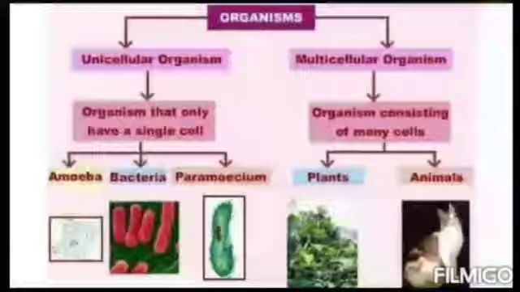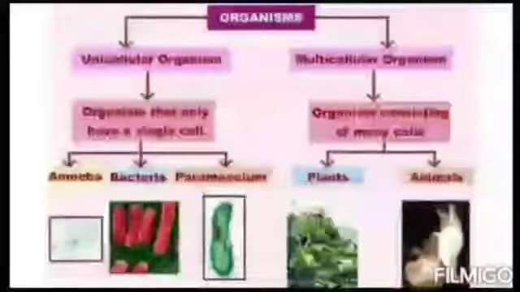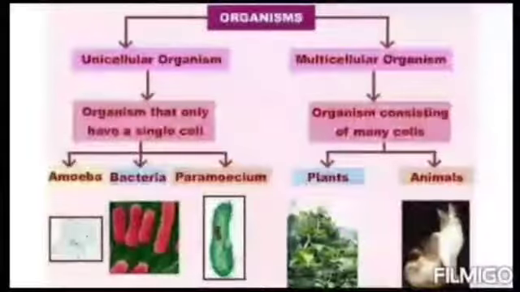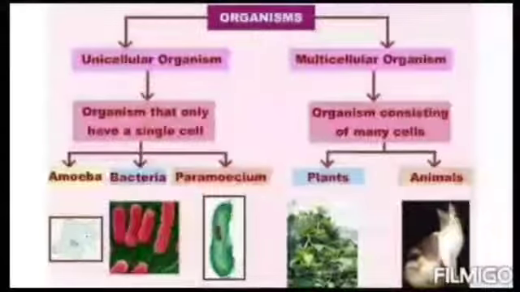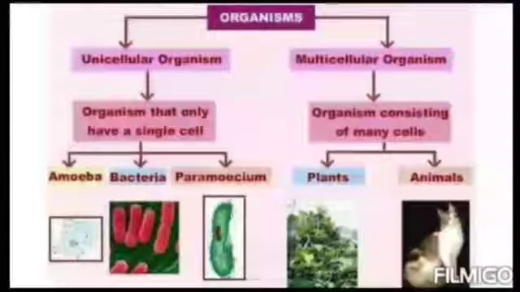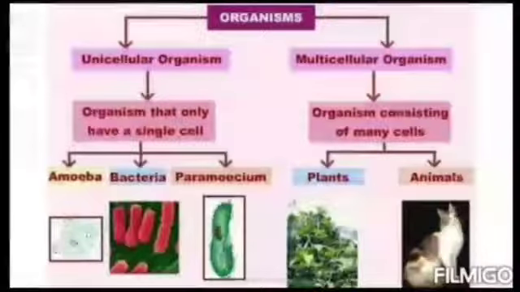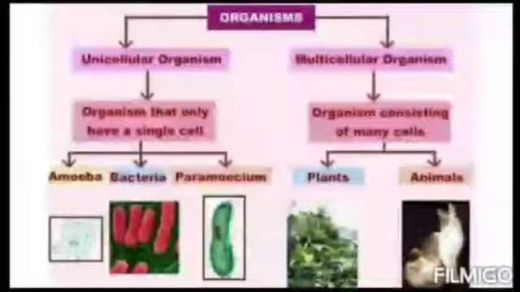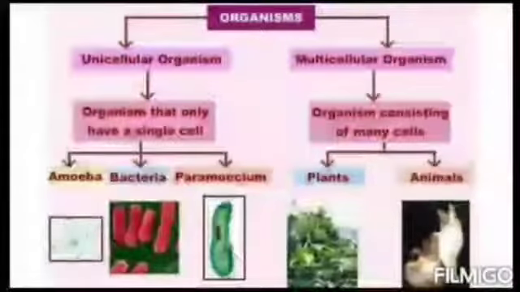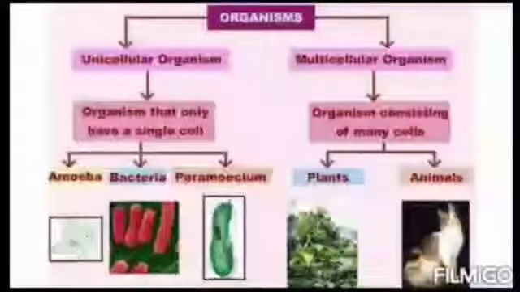Some tiny organisms such as protozoans, bacteria, yeast, etc. consist of only one cell. They are called unicellular. Large plants and animals have many cells. They are multicellular.